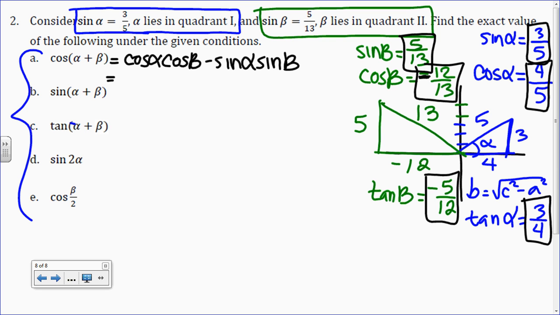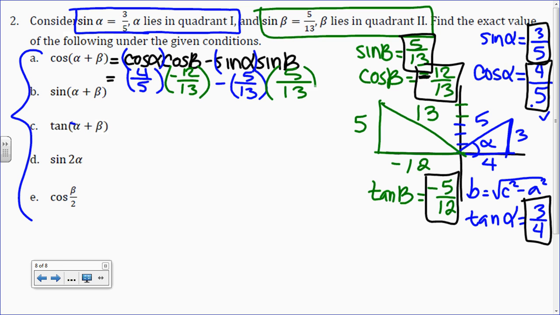Okay. So then I'm going to take the values, cosine alpha, I'm going to take it from here, 4 over 5. So I'm going to replace the trigonometric expression with the ratio, with numbers. And then we have cosine beta, so that will be times negative 12 over 13. And then we have minus sine alpha, which is 5 over 13, and then times sine beta, which is 5 over 13. No, wait, I did something wrong. There should be a 3. You see how easy it is to make a mistake? So for the sine alpha, it should have been 3 over 5.